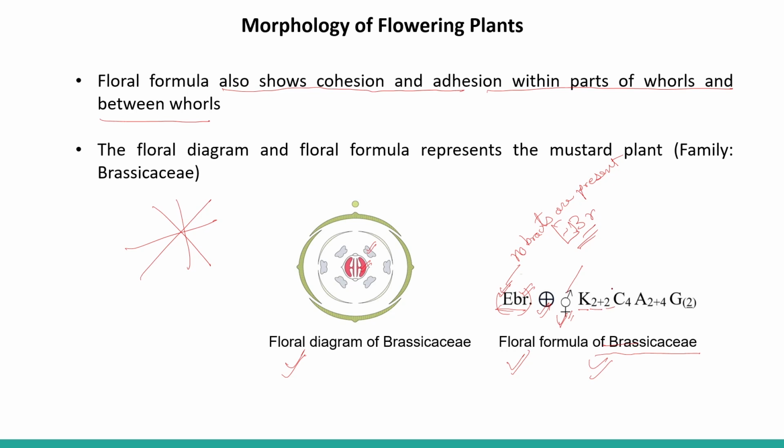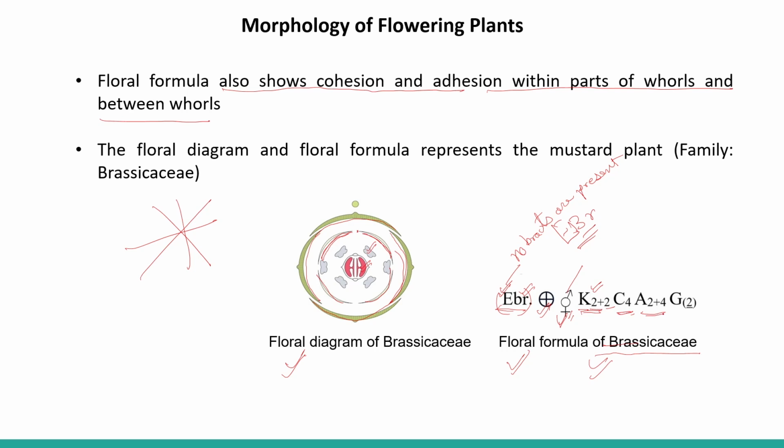Calyx 2 plus 2. So here you can see two of the calyx are present inside and two of the calyx are present outside. So 2 plus 2, imbricate estivation showing 2 plus 2 arrangement. C4. Here the petals are arranged in such a way that it is showing the estivation and its end is free, not overlapping. So C4.